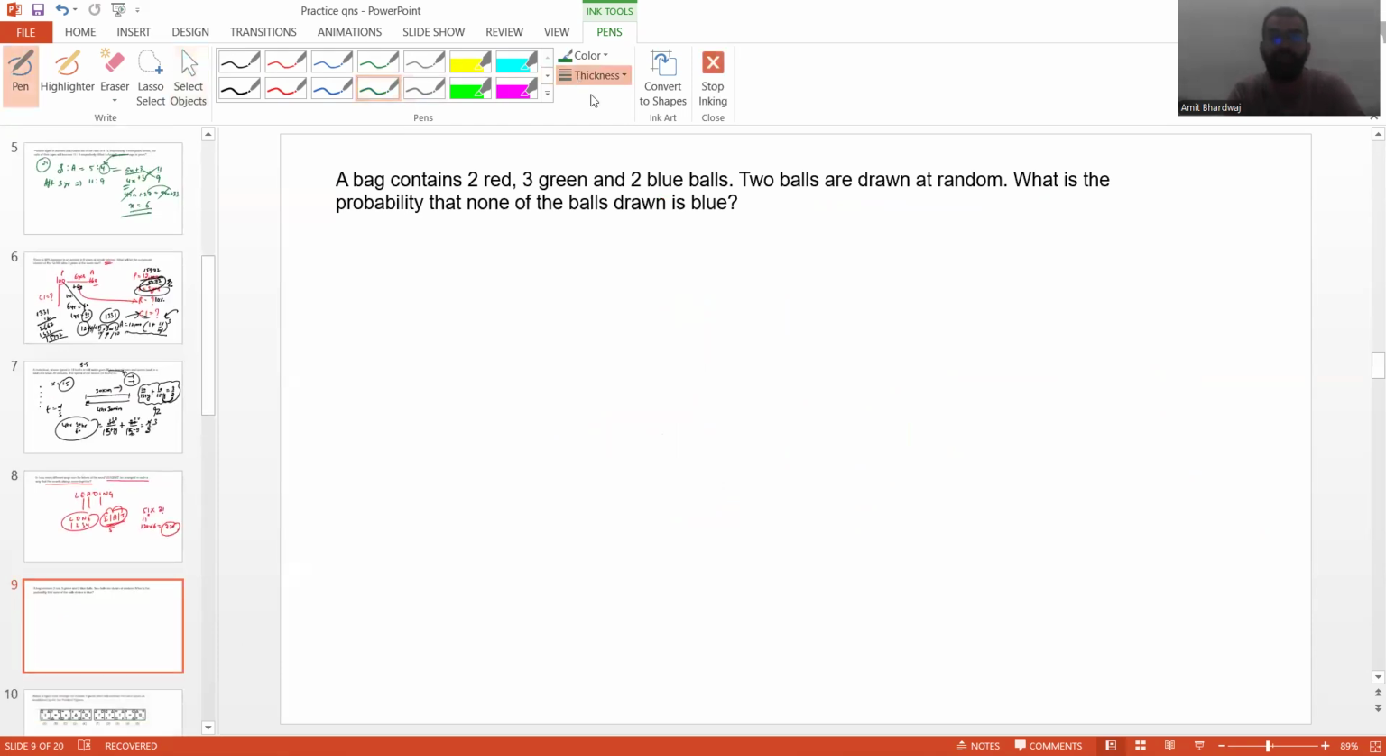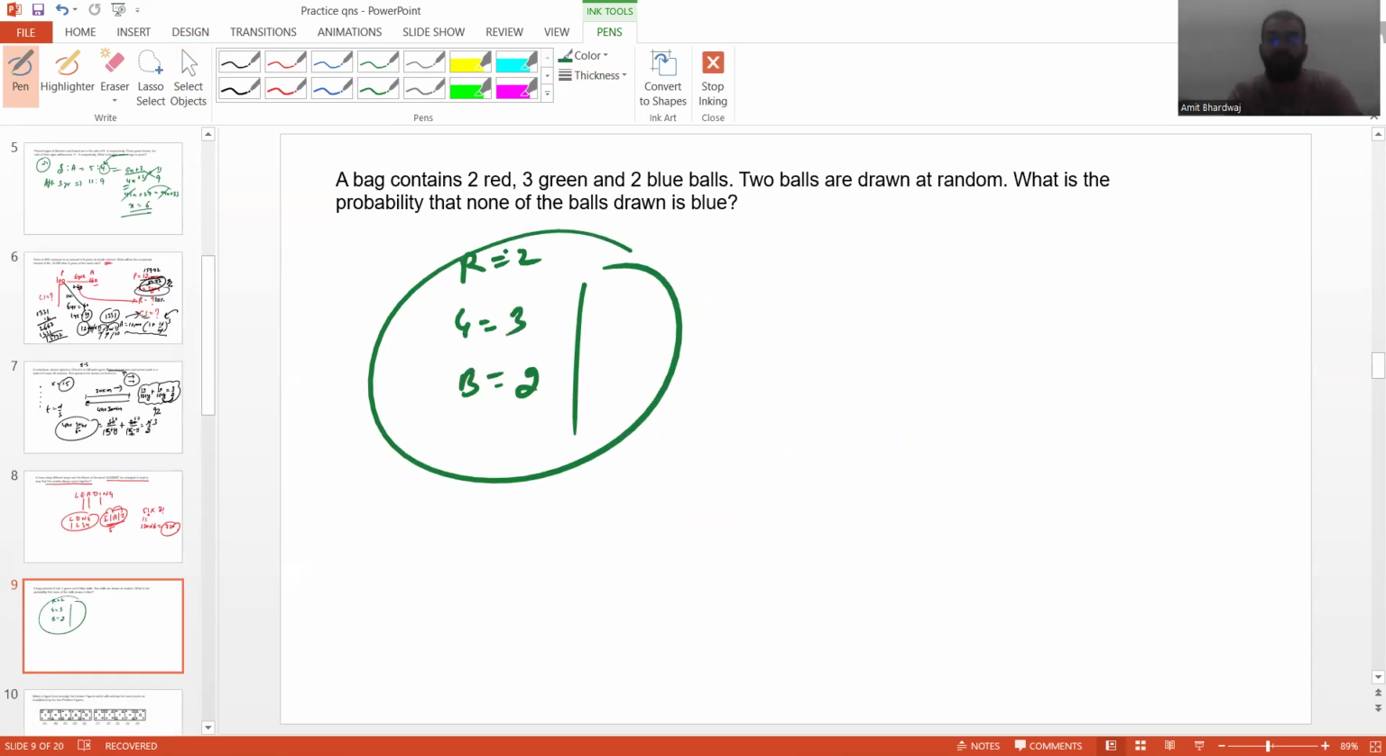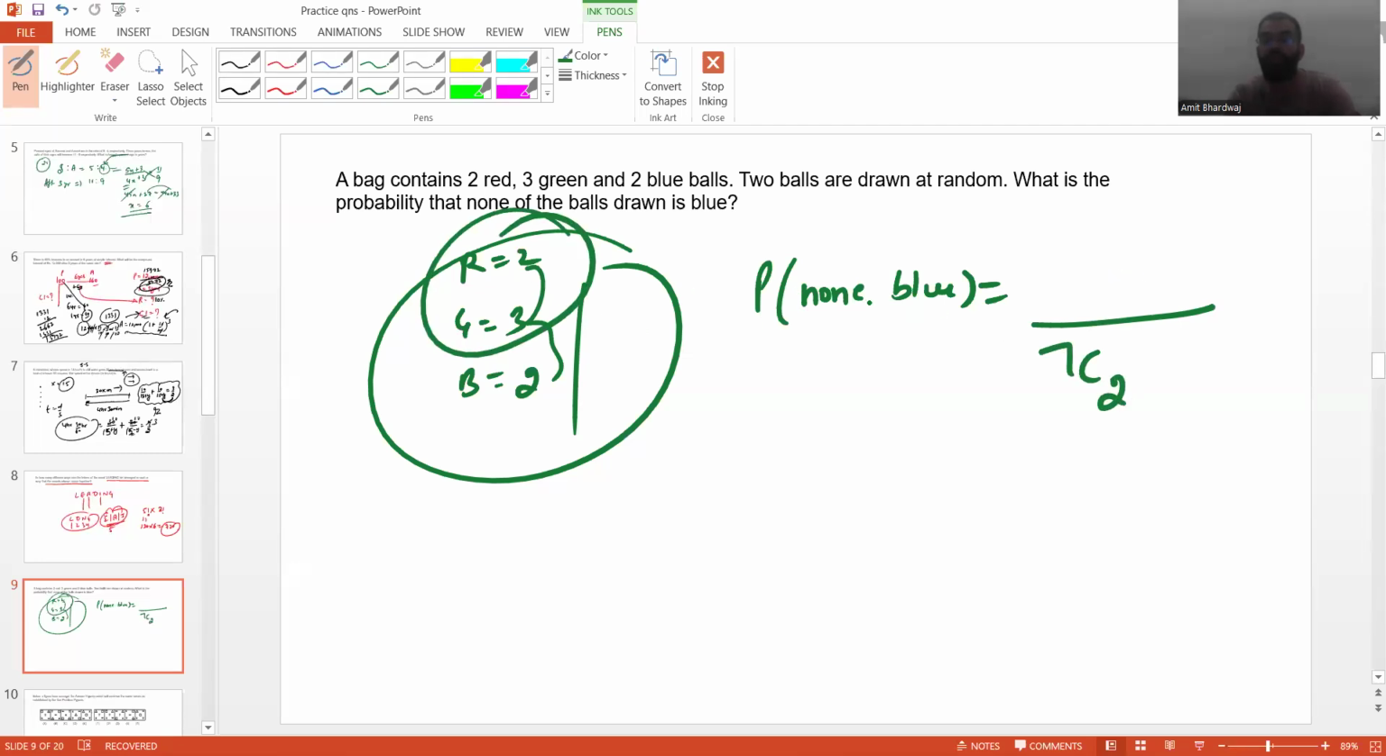Next we have 2 red, 3 green, and 2 blue balls. 2 balls at random you need to withdraw, right? Find the probability that none of them is blue. Sir, how to find a probability? The denominator should be the total, which is 7C2, and the numerator will be none is blue, which means you need to choose 2 balls out of these 3 plus 2, that is 5. That is your answer.